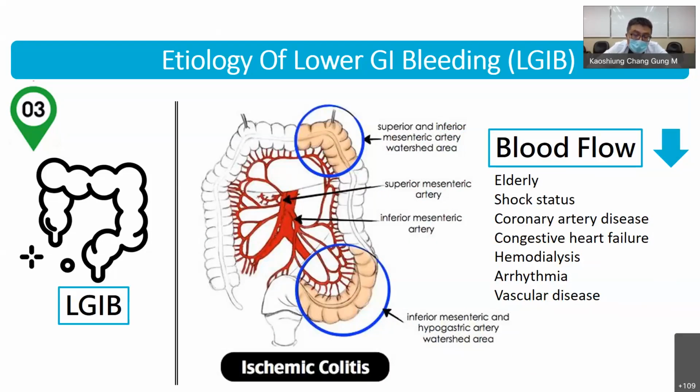This disease is most common in elderly patients, or patients in shock status, or patients with underlying vascular disease like coronary artery disease, peripheral vascular obstructive disease, heart failure, or ESRD patients. Those patients maybe have higher risk for ischemic colitis. And the most common site for ischemic colitis is the watershed area of the colon. The two most common parts are the sigmoid colon and splenic flexure of the colon, like the pictures show.